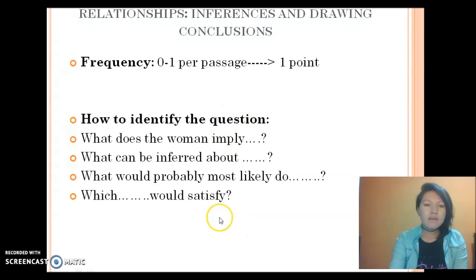So how can you identify the question? You will see the following statements. What does the woman imply? What can be inferred about? Inferred is the keyword in this case. What would probably most likely do? Which would satisfy? Okay, now we are going to see an example.